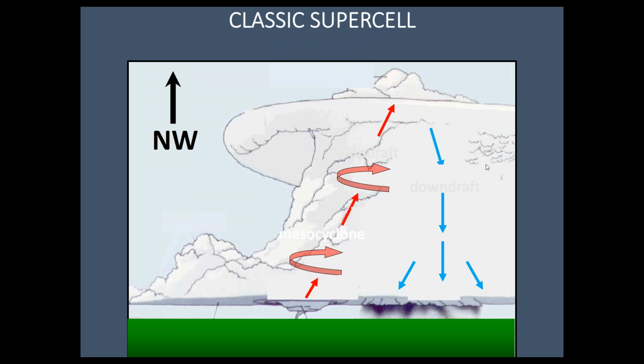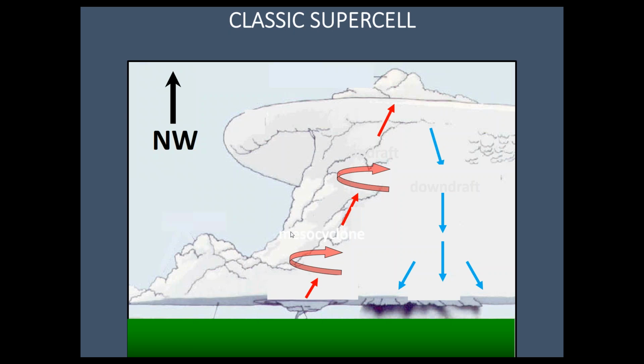Get to the fun stuff here in a second. Just wanted to recap with our classic supercell. We were really talking about that mesocyclone, where the mesocyclone is not the tornado itself. A mesocyclone is an area of rotation above the surface, well above the surface. We look at maybe sometimes between 5,000 feet and maybe 10 or 11,000 feet.